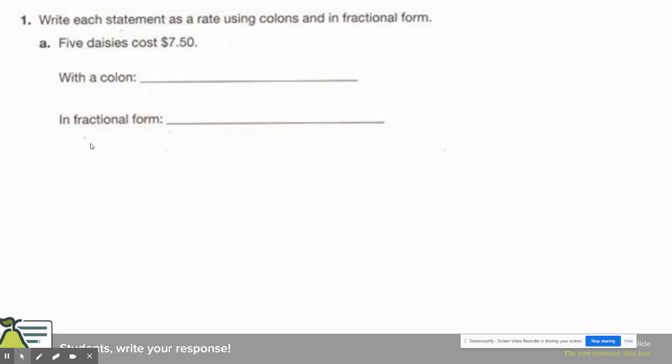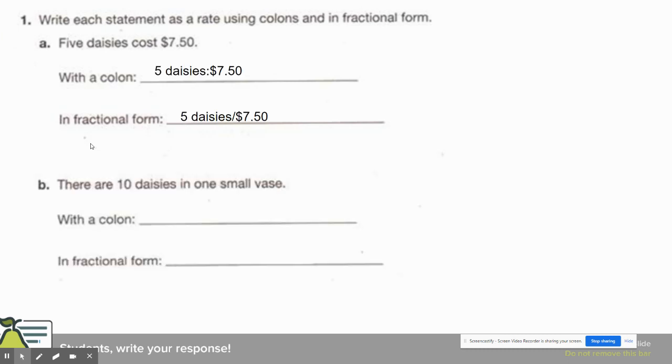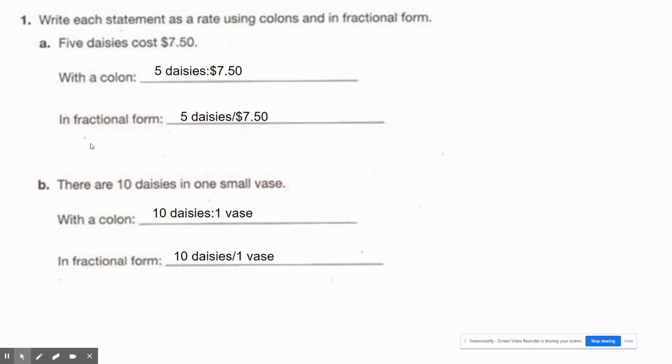Write each statement as a rate using colons and in fractional form. 5 daisies cost $7.50. So it would look like that. 10 daisies in 1 small vase. It would look like that with the colon or in fractional form. And again, in fractional form, I would hope that you write it with a horizontal bar instead of a slash. But for our purposes, we're going to have to use a slash.